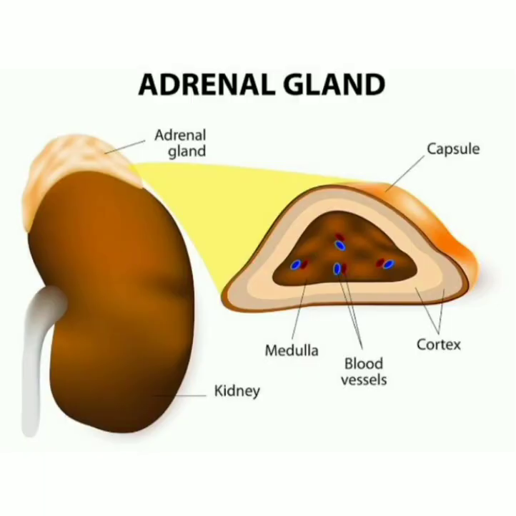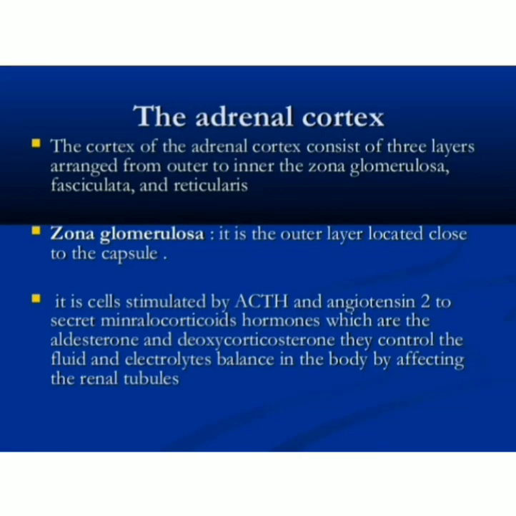And next is the structure of the adrenal gland. Here you can see the cross section of the suprarenal gland. It is covered by a capsule and consists of an outer layer of cortex and an inner layer of medulla. The adrenal cortex consists of three layers, arranged from outside to inside: zona glomerulosa, zona fasciculata and zona reticularis.